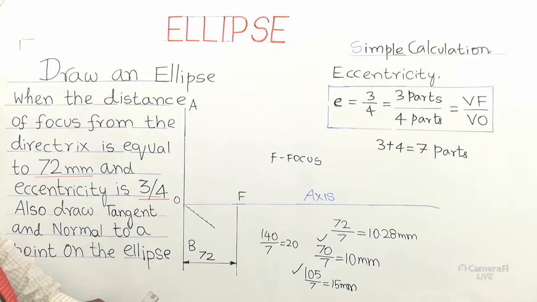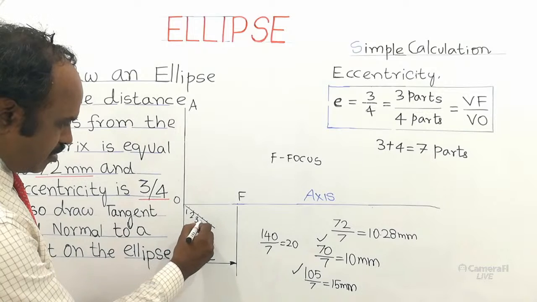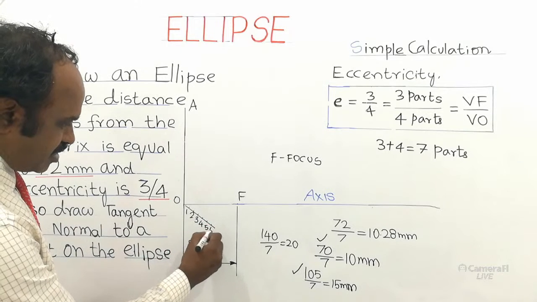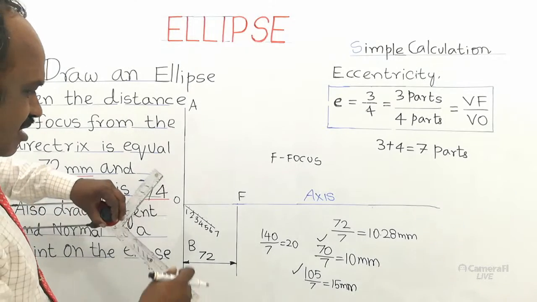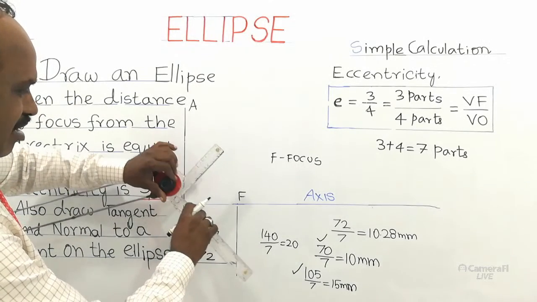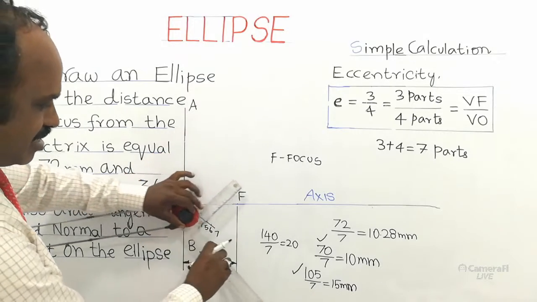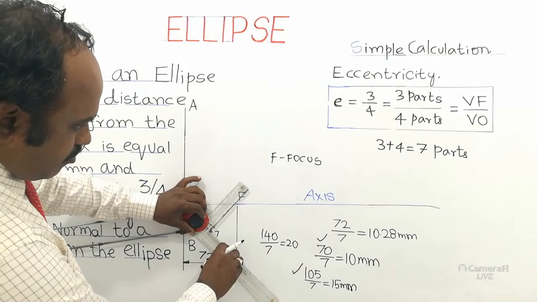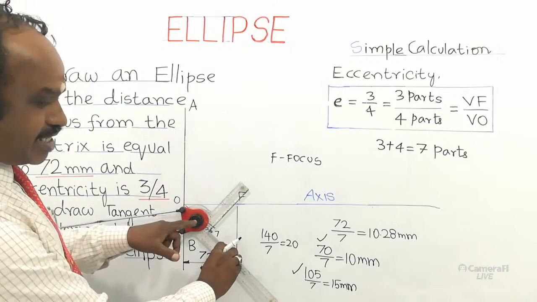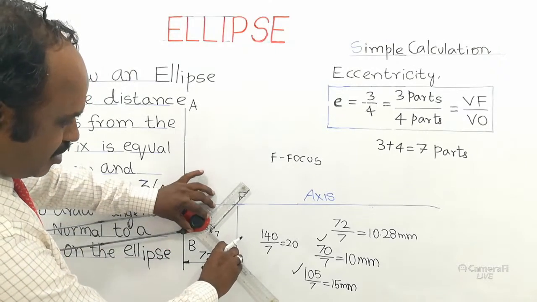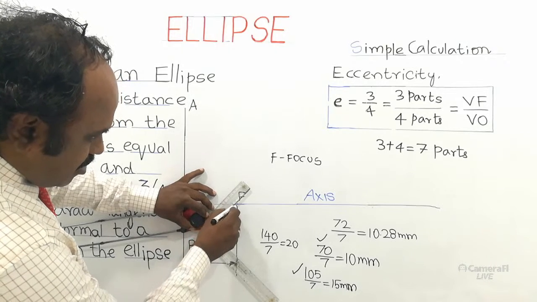Let me name these points. This will be the first point: 1, 2, 3, 4, 5, 6 and 7. Now release your drafter scale by rotating the nut in anti-clockwise. The last point is 7. Join 7 and F1. When you tighten the scale by rotating the nut in clockwise, it gets tight. Join 7 and F1 using your construction lines, that is H pencil.